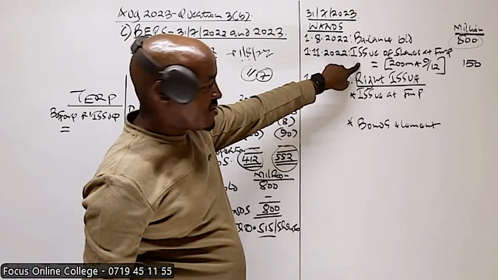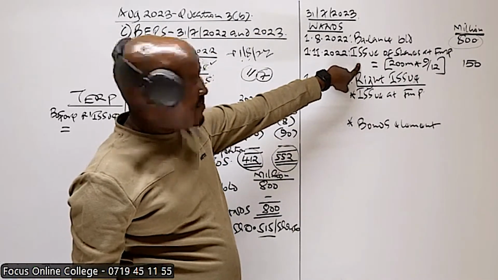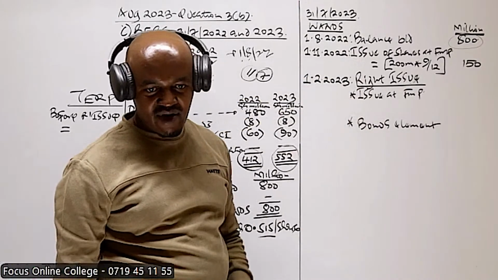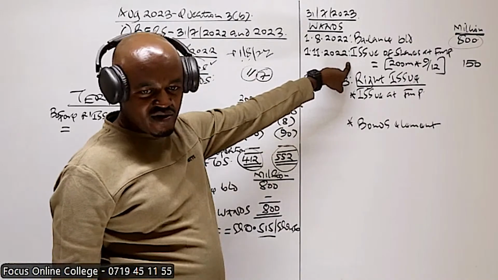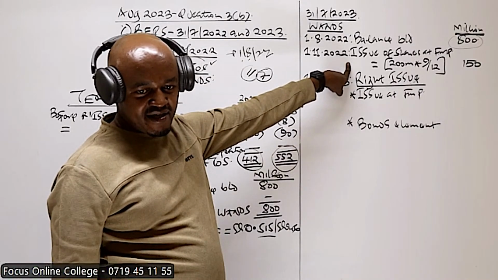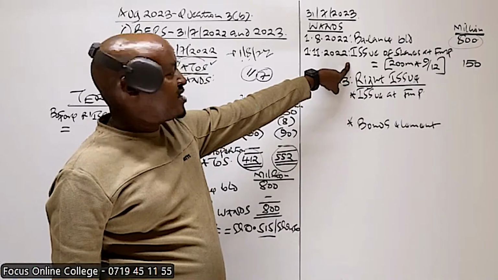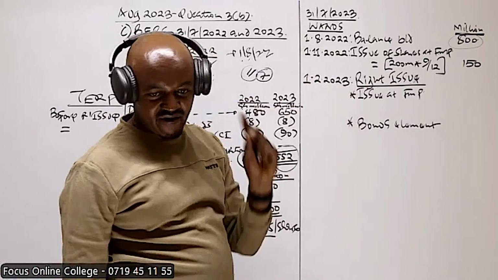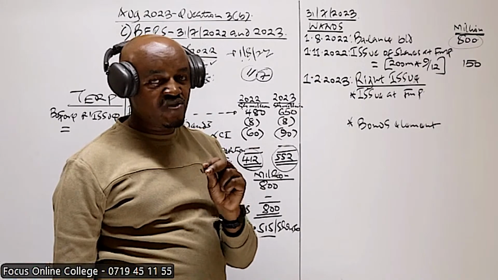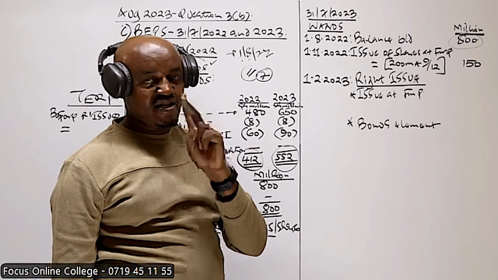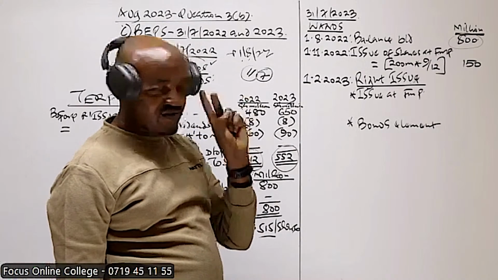Hapa ni shares ngapi zilikuwa issued? Who can tell us? How many shares were issued here? I'm told by Fred they were 150. The shares issued here are not 150. Hapa unachukua the actual shares which were issued. The actual shares which were issued ni ngapi? Ni 200. That is another trick. If you take 150, you get it wrong.